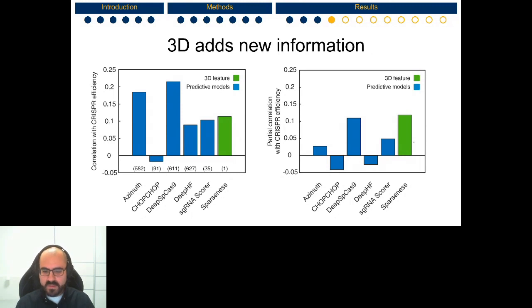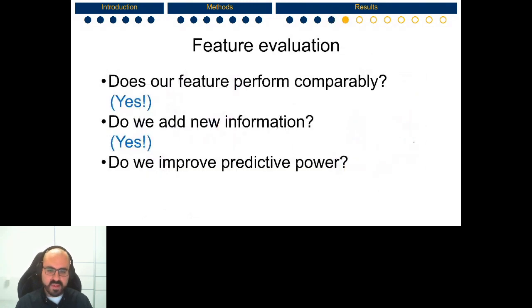And this actually makes sense, since, as I said in the beginning, the current models mostly look at the local features, at the sequence of the target site, and here we're adding completely different data that cannot be explained by the sequence of the target site itself. And so to answer our first 2 questions, yes, our feature does perform comparably to the existing models. And yes, it does add new information that cannot be explained by them.